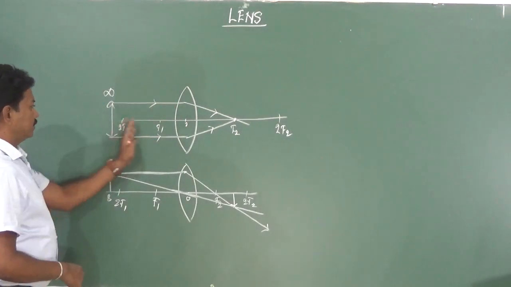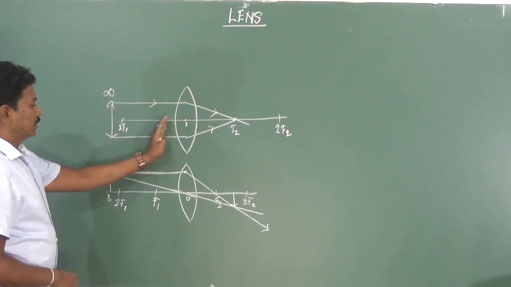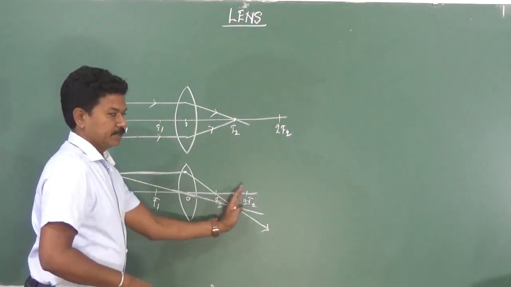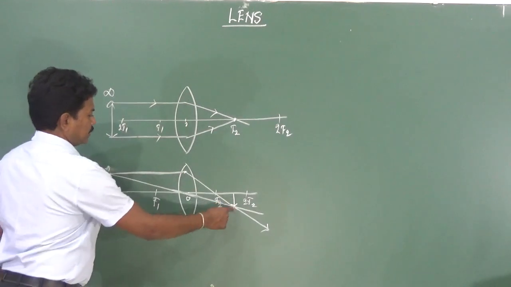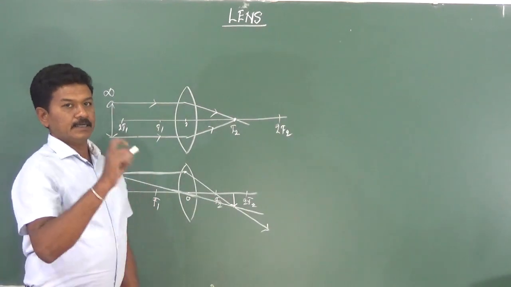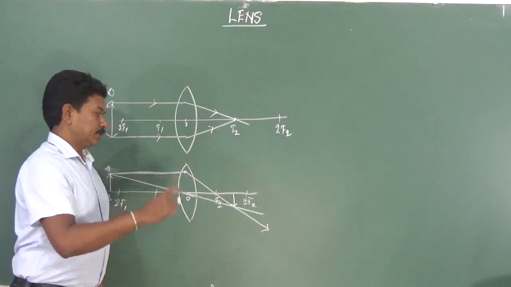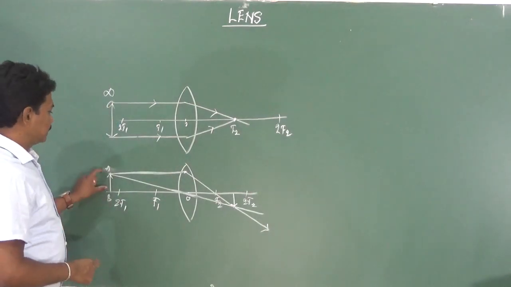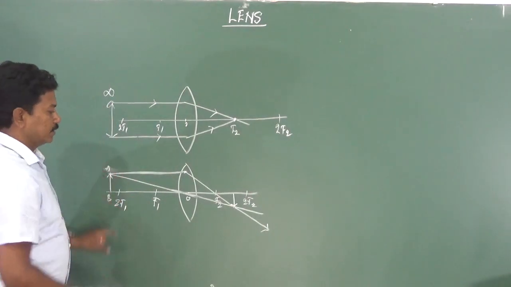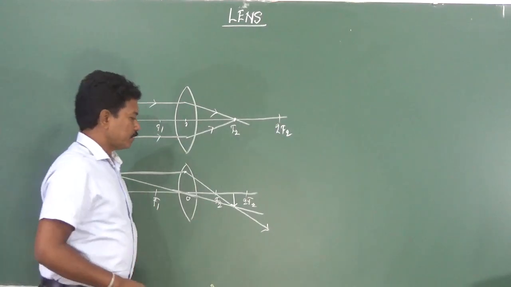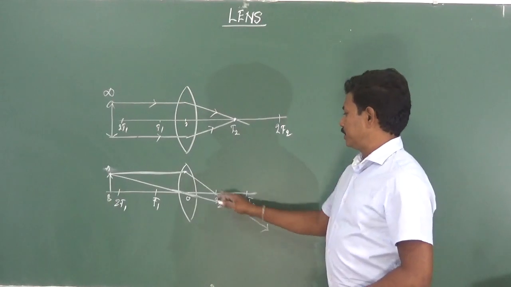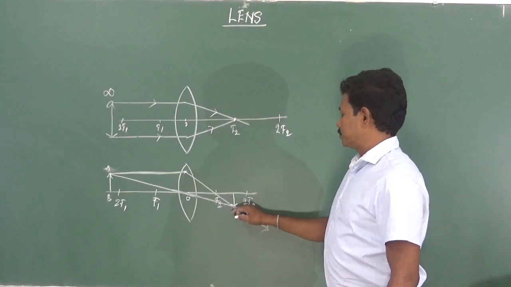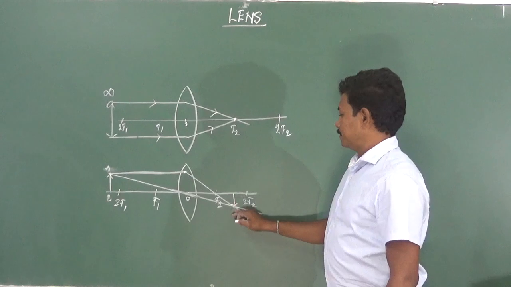As you brought the object near to the lens, the image went far away from the lens. When you compare the size of the object with the size of the image, the size is decreased. That is, the image is not as big as the object, it is smaller than that. The image is real and inverted because it is formed at a point where actually the two light rays meet.